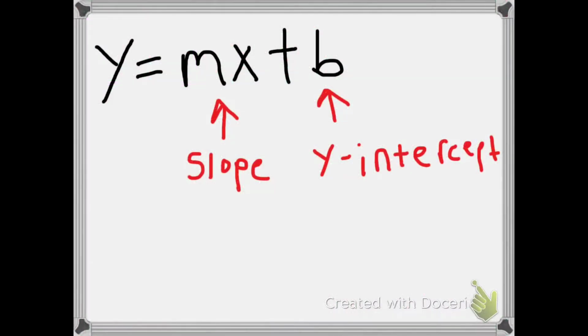So in my last video we learned how to identify the slope by looking at a graph. So in this video we're going to learn how to identify the whole equation by looking at a graph. So we're going to learn how to identify our y-intercept. And our y-intercept is just where the line crosses the y-axis. So it's pretty easy, so let's get started.